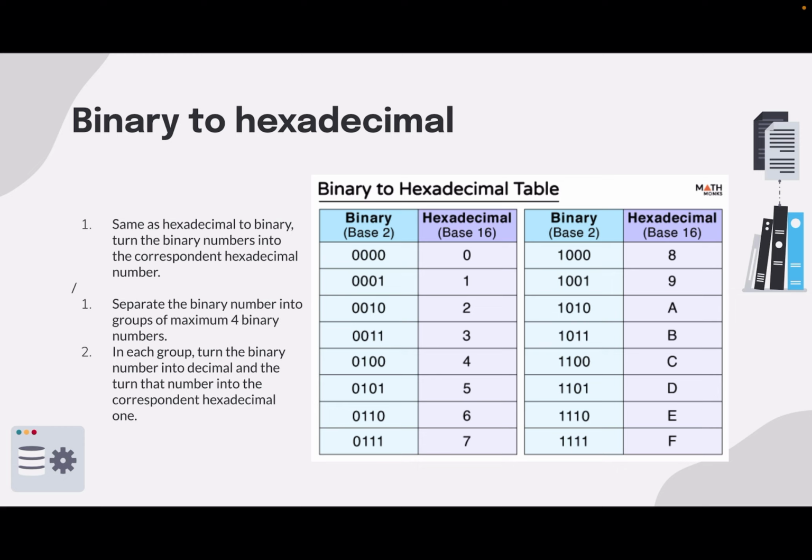However, if it's too difficult, then you can turn it into decimal and then the decimal into hexadecimal, which is much easier.